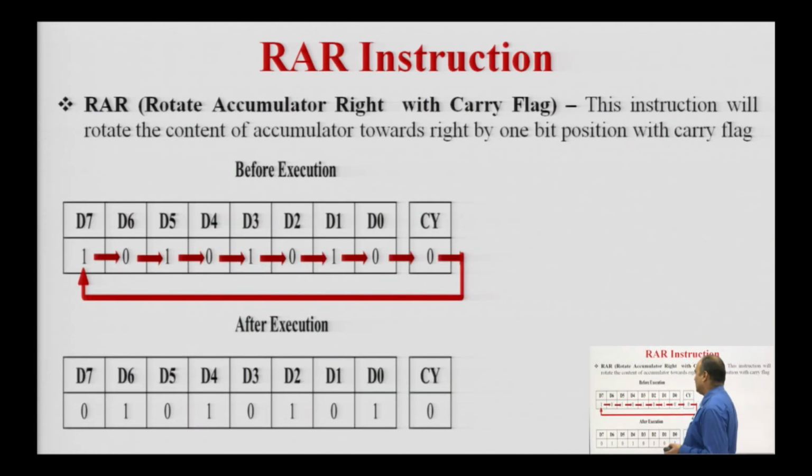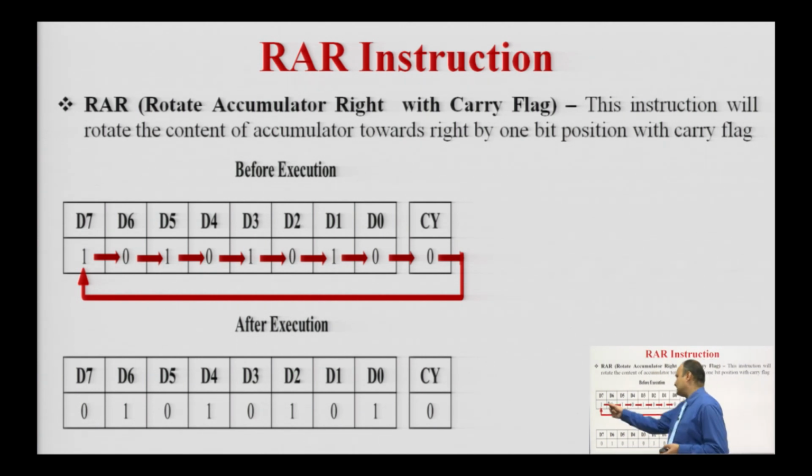Next instruction is the RAR instruction, rotate accumulator right with carry flag. This instruction will rotate the content of the accumulator towards right by 1 bit position with the carry flag. Before the execution, the content of the accumulator is 10101010 and the carry flag is 0. Whenever the microprocessor executes this instruction, the D0 bit is shifted to the carry bit position and the carry bit is shifted to the D7 position.